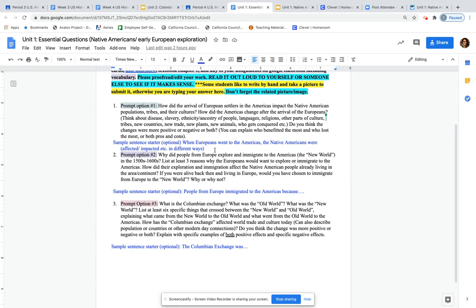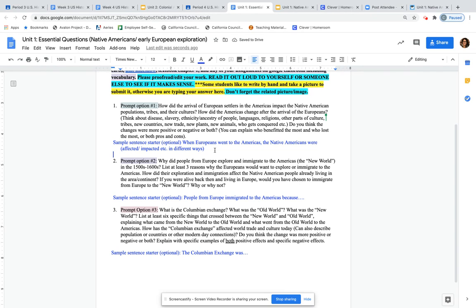Let's say you choose to do prompt number 2. This prompt is all about the reasons why Europeans would have wanted to even go out and explore and immigrate. So it says prompt number 2. Why did people from Europe explore and immigrate to the Americas or the New World in the 1500s to 1600s? List at least 3 reasons why the Europeans would want to explore or immigrate to the Americas. How did their exploration and immigration affect the Native American people already living in the area or the continent? If you were alive back then and living in Europe, would you have chosen to immigrate from Europe to the New World? Why or why not?